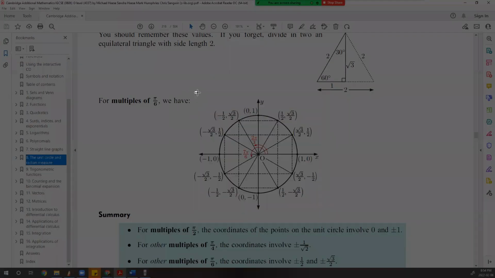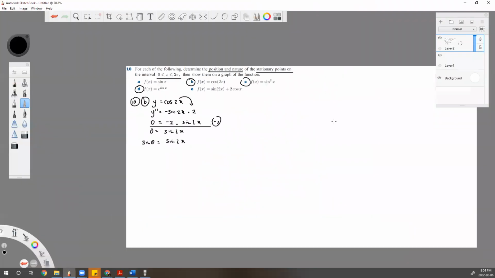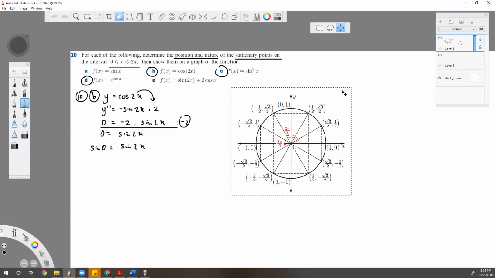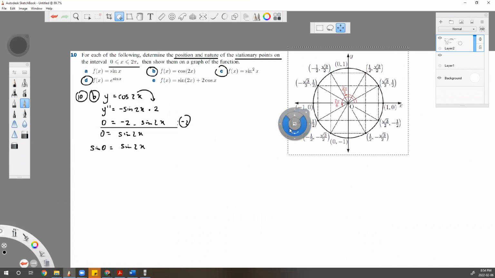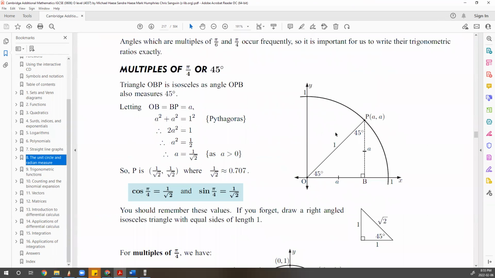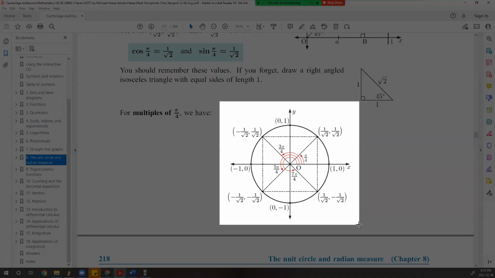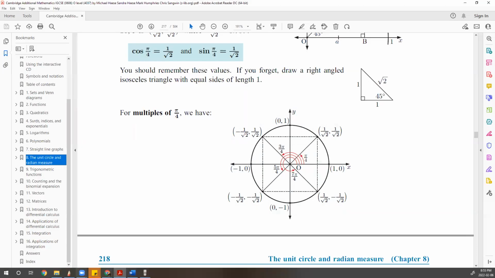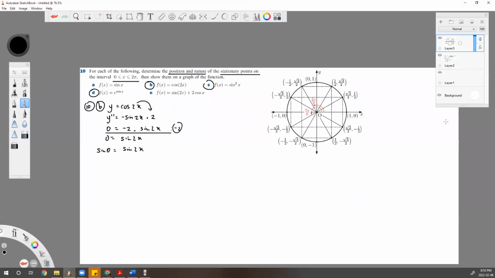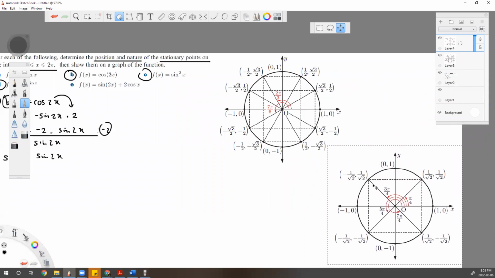Multiple of pi over 6, or multiple of 30. Remember this rule? I'm copying this to you. Also, the multiple of pi over 4. Or have you learned about the quadrant rule? If you learn the quadrant rule, I think that's simpler than memorizing this. Have you ever learned about that quadrant rule?